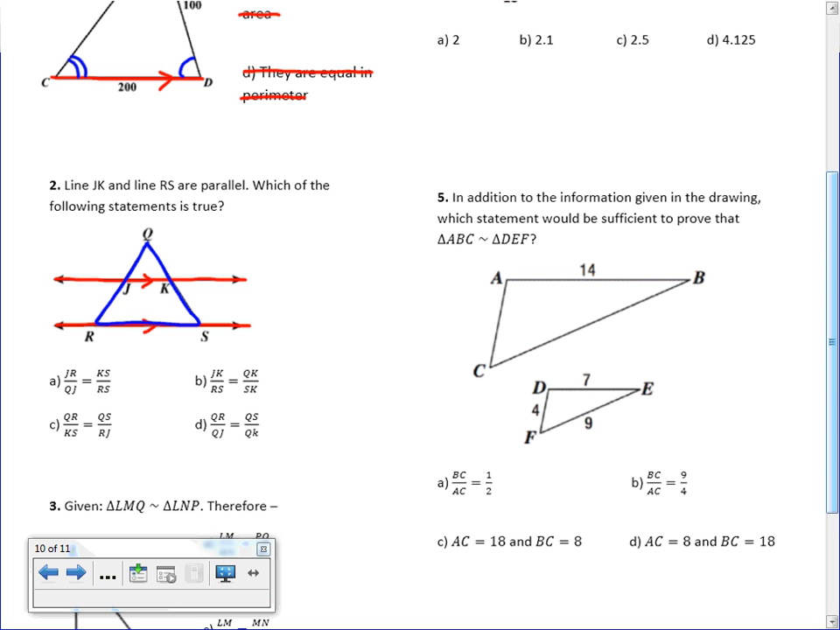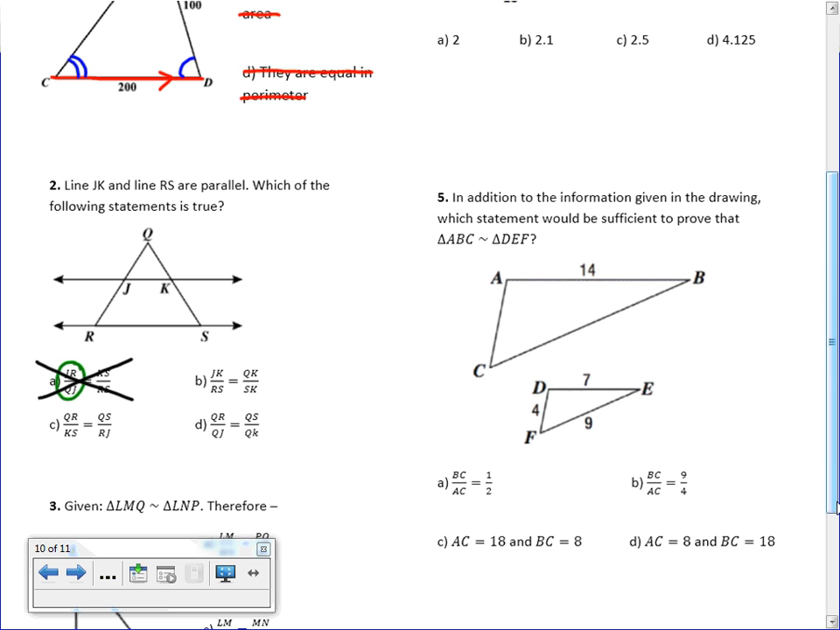JR, I'm going to use a highlighter here to see what they're talking about. JR is this segment here, and they're saying that that over this piece, the QJ, is going to be equal to KS over RS? Well, that just does not make any sense. I'm crossing that out. Let me return the diagram back to its normal state so that I can continue going through the process.